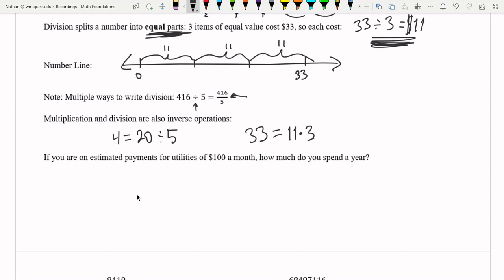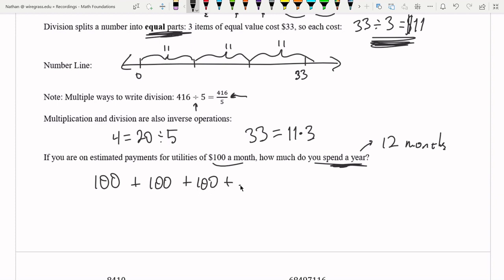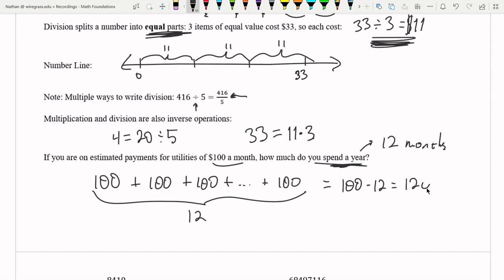Okay, if you're on estimated payments for utilities at $100 a month, how much do you spend in a year? Well, there are 12 months in a year. So we can do 100 plus 100 plus 100, where we do this 12 times, but repeated addition is just multiplication. So this is the same thing as 100 times 12, which will give you $1,200.